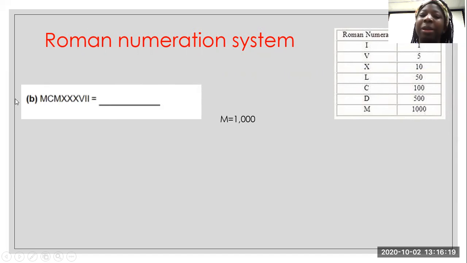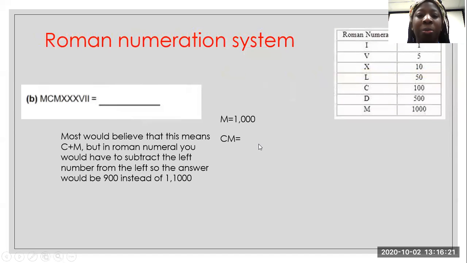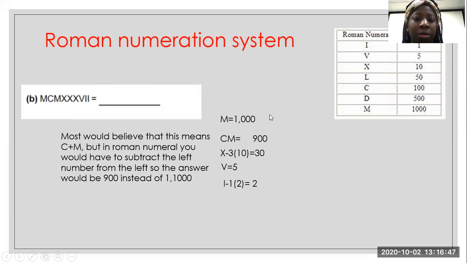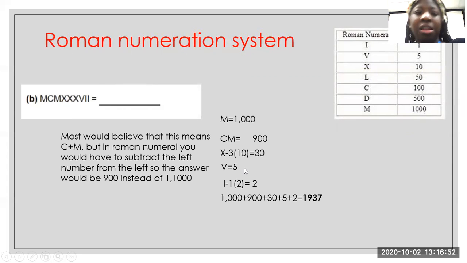Sorry, I'm being a little tongue-tied. So it'll be 900, and there's a more simple way to say it than what I just said. Next, we have 3 X's. Our X is 10, so 3 times 10 will give us 30. Then we have 1 V, which is 5. So 1 times 5 is 5. Then we have 2 I's, and I equals 1, so it'll equal 2. Now we just add all these together, and it'll give us 1,937, and that'll be our answer.